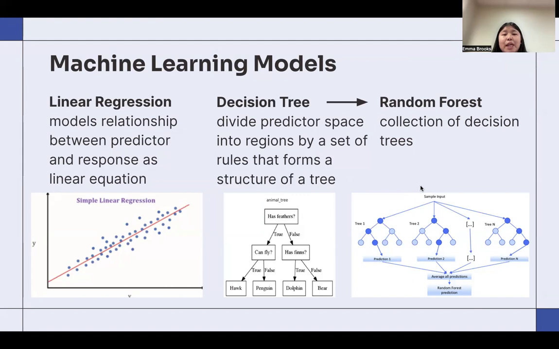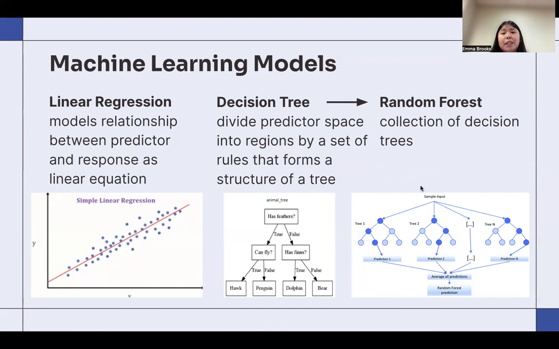And with a decision tree, we are essentially dividing the predictor space into smaller and simpler regions by a set of rules, and these rules form the structure of an upside down tree. We can think of a decision tree as a flow chart where you have to make a decision at each point in the tree, and that will eventually lead to your endpoint. So in the image here, we're trying to predict what animal based on the characteristics of the animal. So maybe we have a penguin and we go down the flow chart. Does it have feathers? True. Can it fly? False. So our tree predicted that our animal is a penguin.